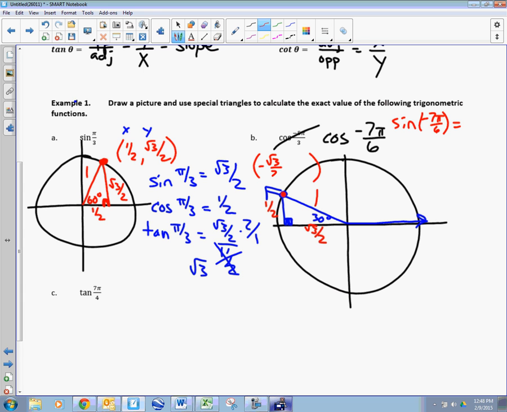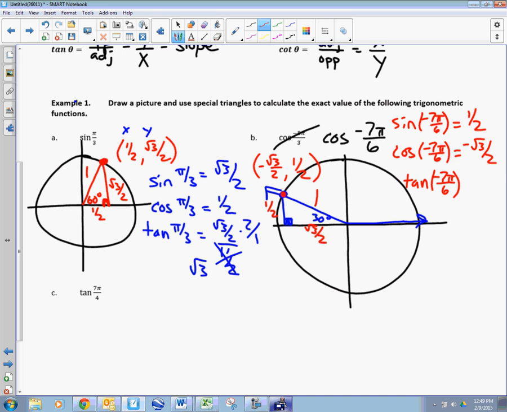Negative root of 3 over 2, right? Because it's in the opposite direction. And what's the y value? 1/2. So sine's going to be, is sine the x value or the y value? Y value. So sine is 1/2. Cosine of negative 7 pi over 6 is what? Yep, negative root of 3 over 2. And tangent of negative 7 pi over 6.